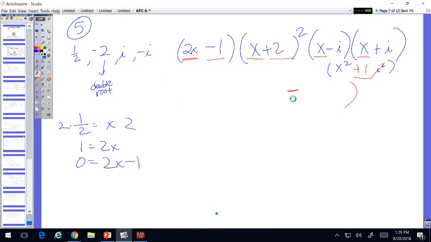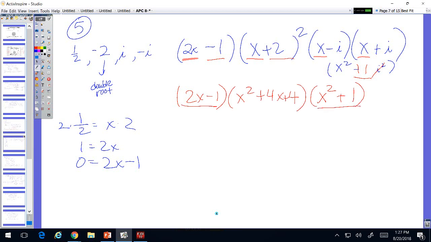All right. So if we multiplied it out, this would become x squared plus 4x plus 4. And this we already have is x squared plus 1. I'm probably going to do these two together next so I can have two trinomials. It doesn't really matter. So if I did, I would get 2x to the 3rd minus x squared. This is not a trinomial. Plus 2x minus 1 times this. Maybe if you did all this.